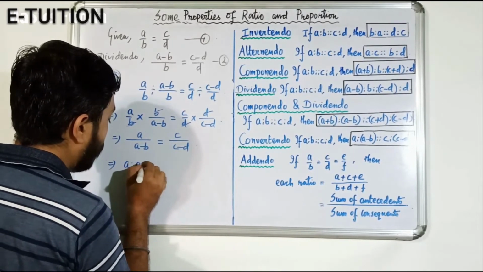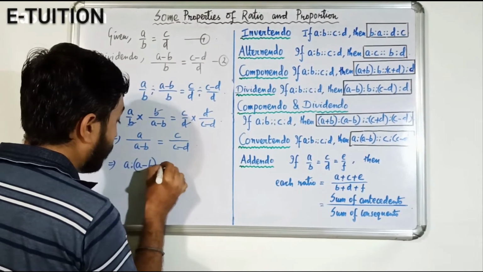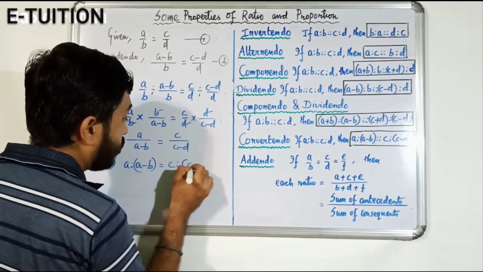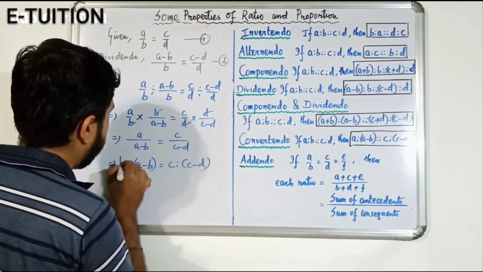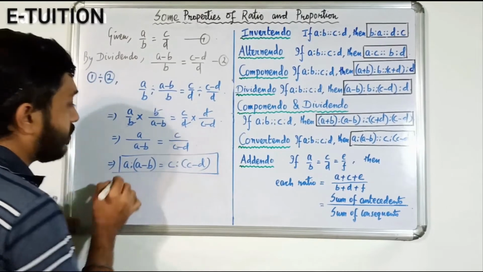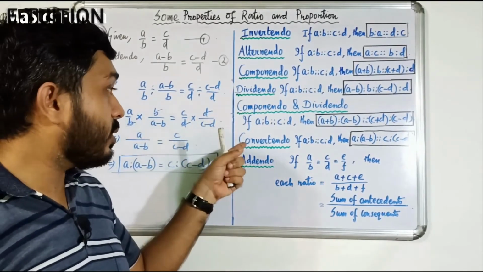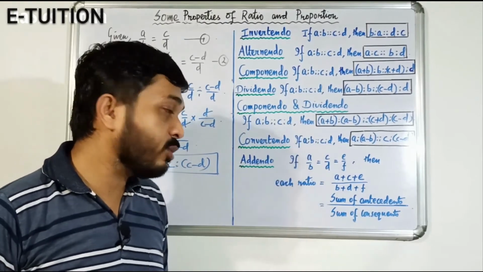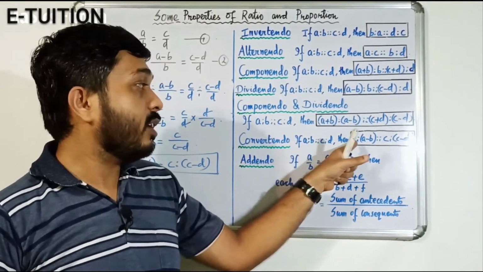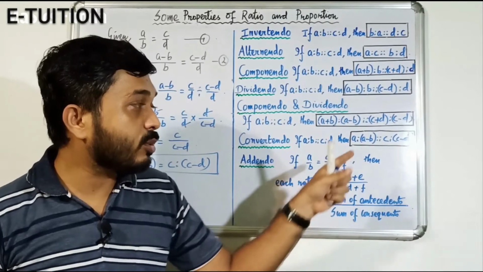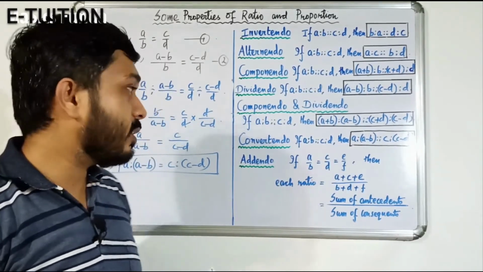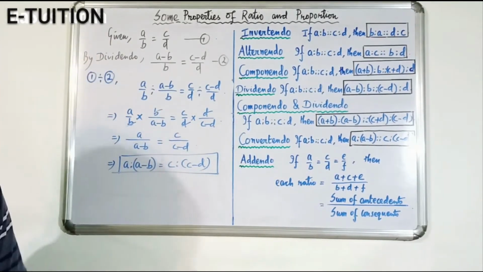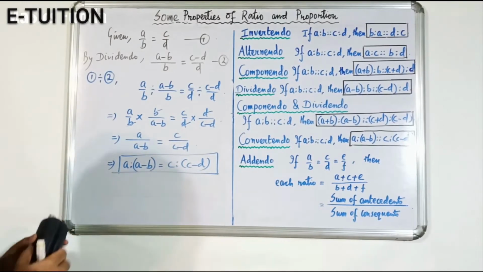A is to A minus B is equal to C is to C minus D. Isn't it what convertendo is saying? According to convertendo, A is to B is equal to C is to D. If it is there, then A is to A minus B is equal to C is to C minus D. Alright children. After that, last one of the lot is addendo.